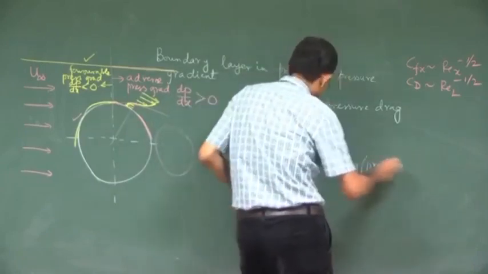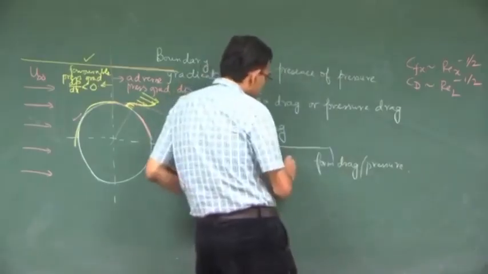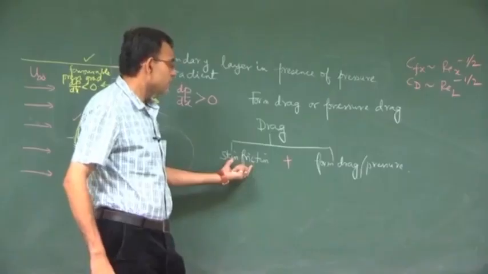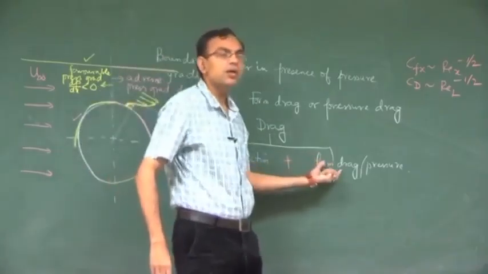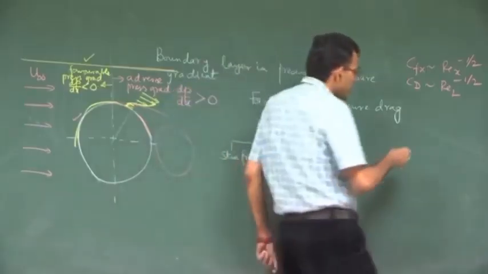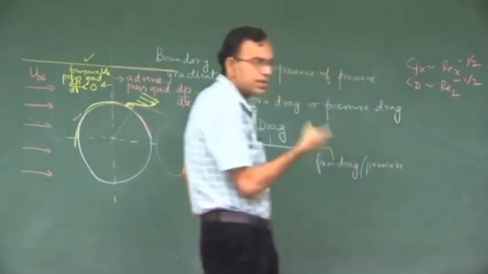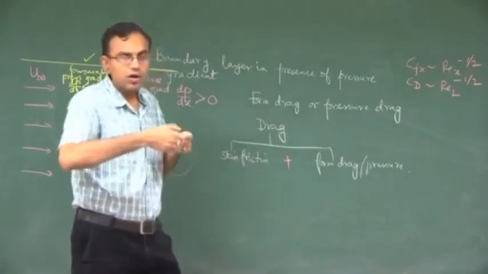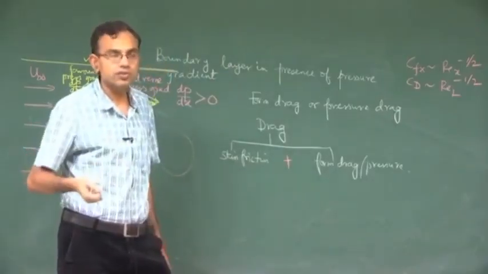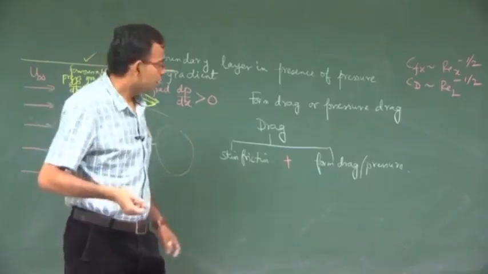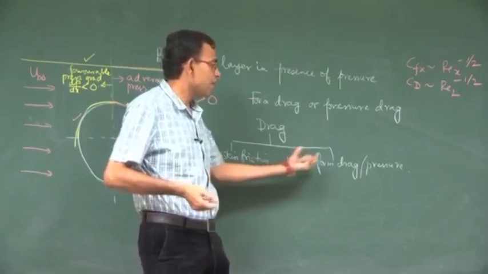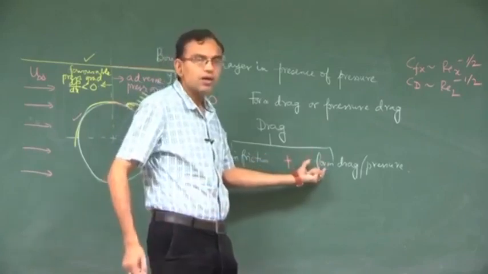Net drag is a resultant consequence of this. This is due to tangential force, this is due to normal force. So, how do you consider the drag force? Whatever is the resultant force distribution, the component of that force in the direction of the flow is called drag force. That component, a part will be due to skin friction and a part will be due to form drag or pressure drag.